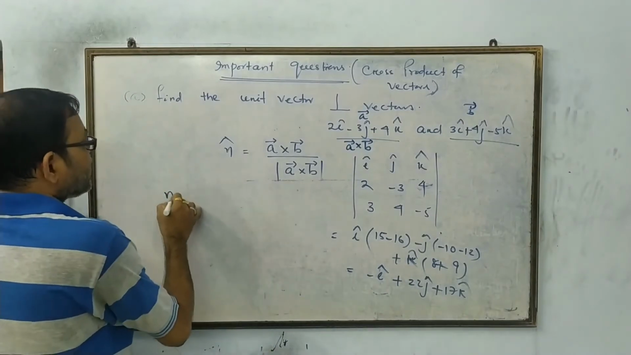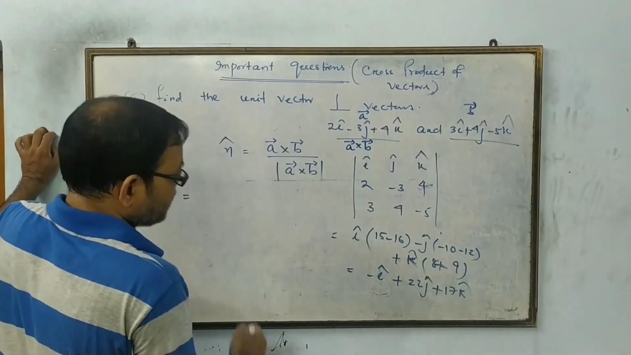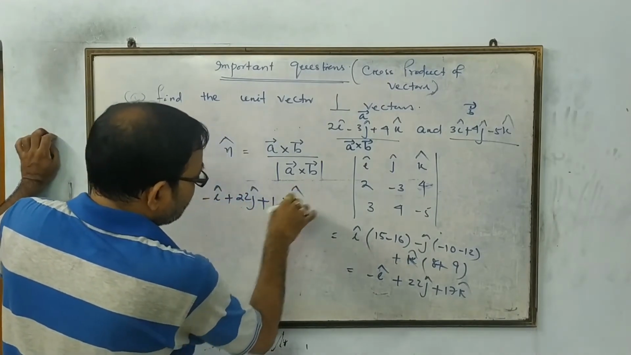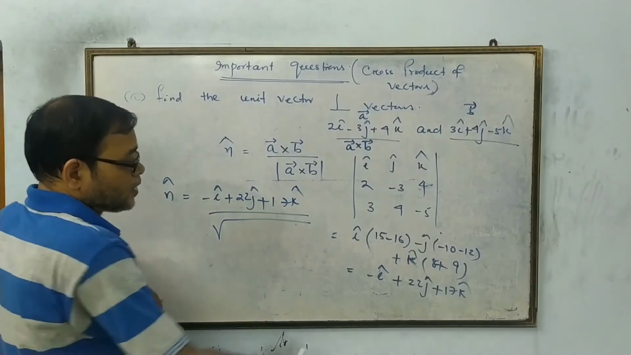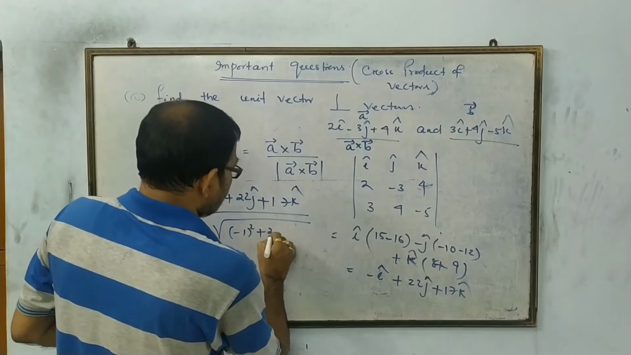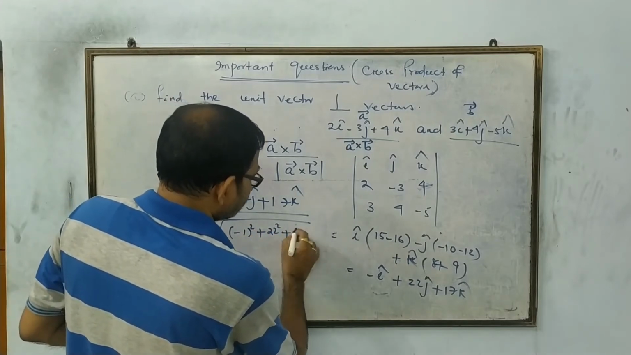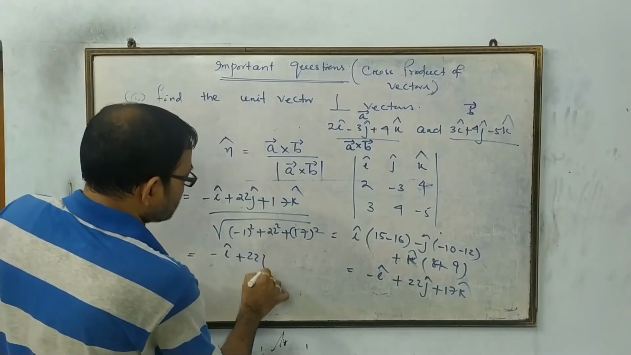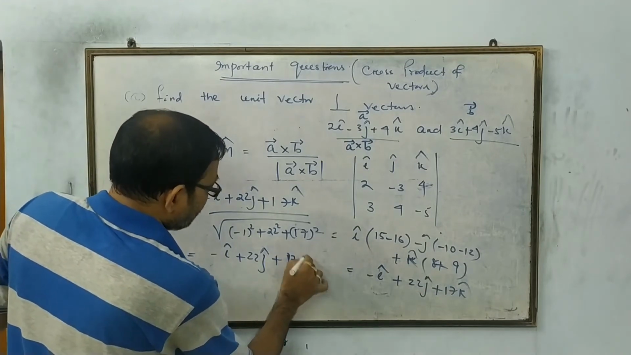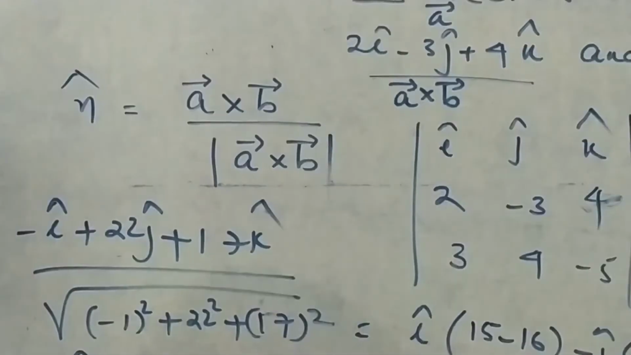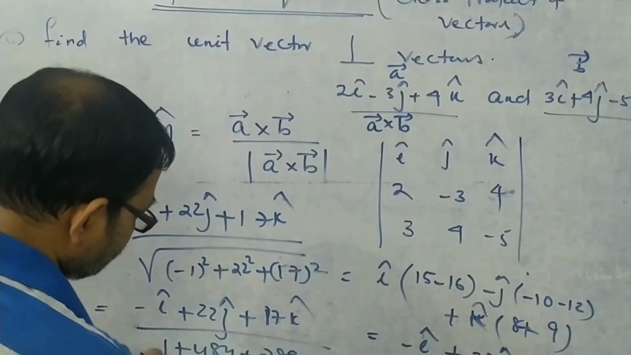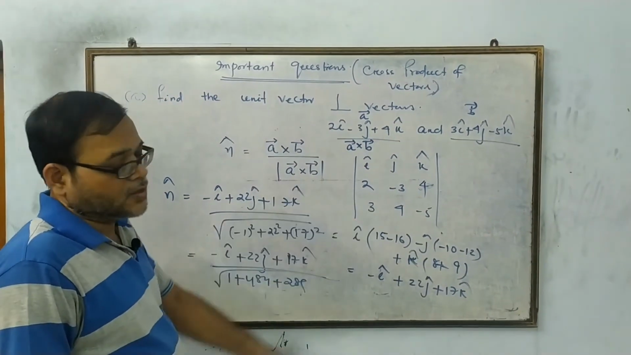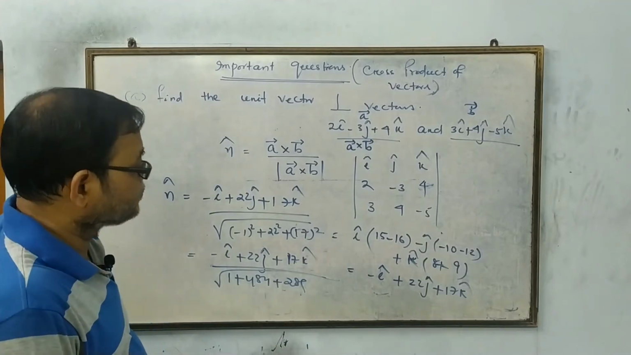Then what is the answer? Unit vector A cross B by magnitude of A cross B, minus I plus 22j plus 17k by root over of, you know the magnitude, minus 1 square plus 22 square plus 17 square. Then your answer would be minus I plus 22j plus 17k divided by 1 plus 484 plus 289 square root. You find the square root and this should be the answer, which is unit vector perpendicular to vector A cross B. Pause the video to note it down.